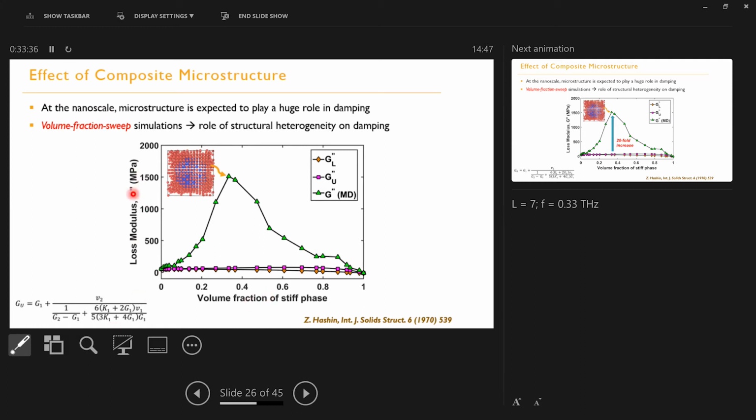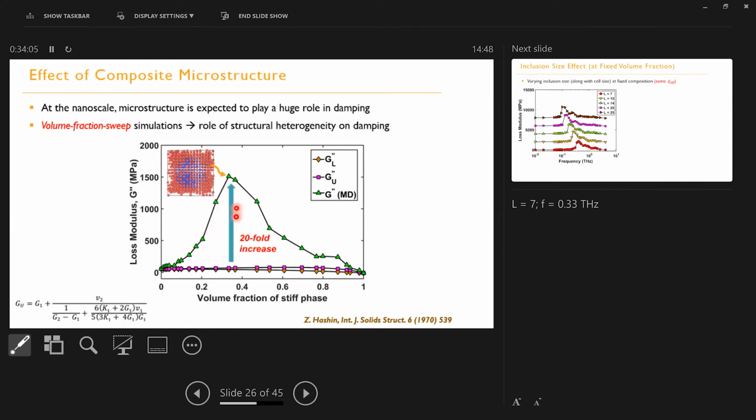And what this measures is the loss modulus as a function of volume fraction of the stiff phase. The stiff phase is an inclusion inside the soft matrix. Volume fraction equal to 0 means that it's pure soft matrix. Volume fraction equal to 1 means that it's pure stiff phase. And naturally the loss moduli are 0 at either end. But whenever we have an inclusion, we see that the loss modulus is getting enhanced.